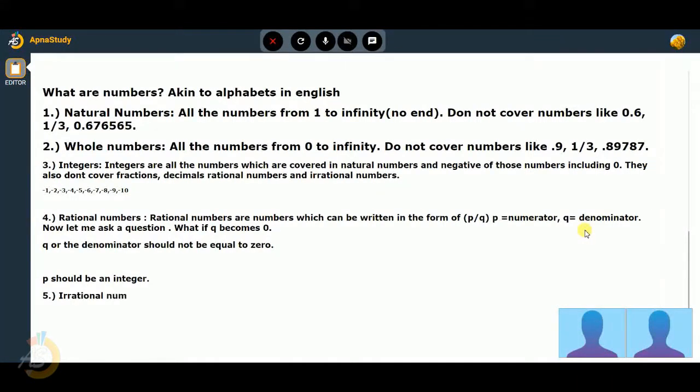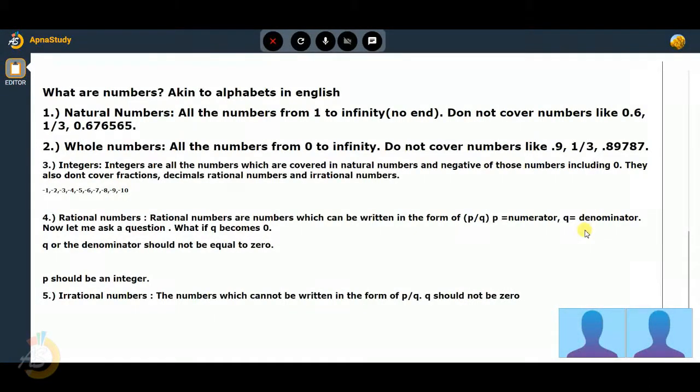Now, irrational numbers. The definition is just the opposite of rational numbers. These are numbers which cannot be written in the form of a rational number, p upon q. And here also the condition is that q should not be 0. Now, what do we get from that?